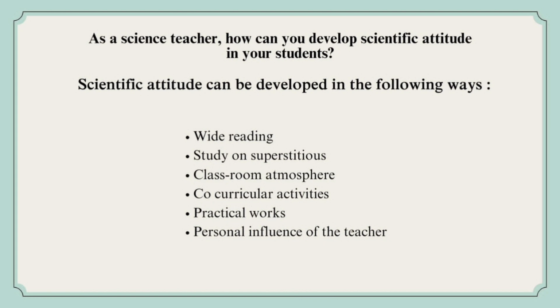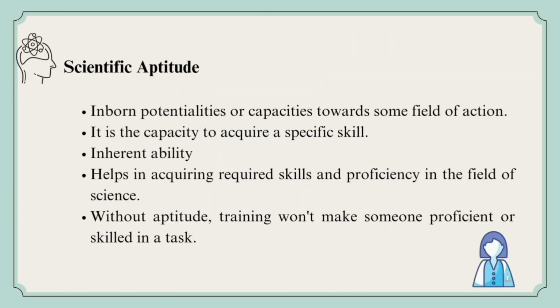Last one is personal influence of the teacher. The teacher should encourage the spirit of creative criticism, inquiry, and investigation among students. The personal example of the teacher, his beliefs, attitudes, etc., will also help in the development of scientific attitudes. Along with these, there are also many ways to develop the scientific attitude in students. Okay, now let's move on to our last topic, that is scientific aptitude.